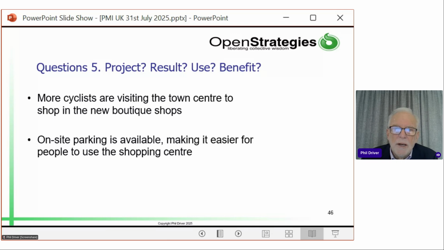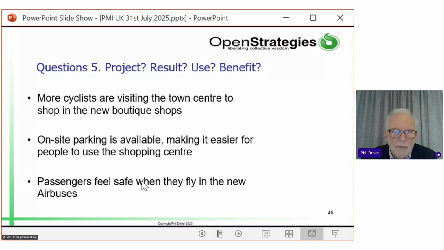How about this one? On-site parking is available, making it easier for people to use the shopping centre. So making it easier, that suggests it's doing some enabling. The parking is available, so that's a result. Passengers feel safe when they fly in the new Airbus. So what's the key message in that statement? Is it about them flying, which would be a use, or is it about them feeling safe, which is a benefit? They're absolutely a benefit. I'm sure you got all those right. Right, we'll move on.